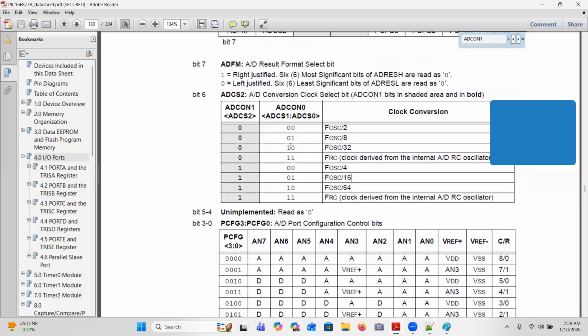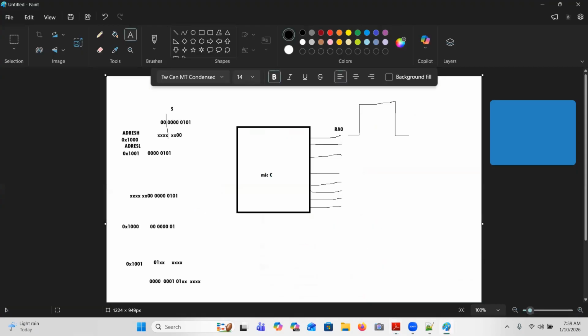Yes, sir. Sir, this first way we give 5 volts to one pin, and we get the equivalent analog digital word. These are ADCON registers only, no, sir? Super. Thank you.